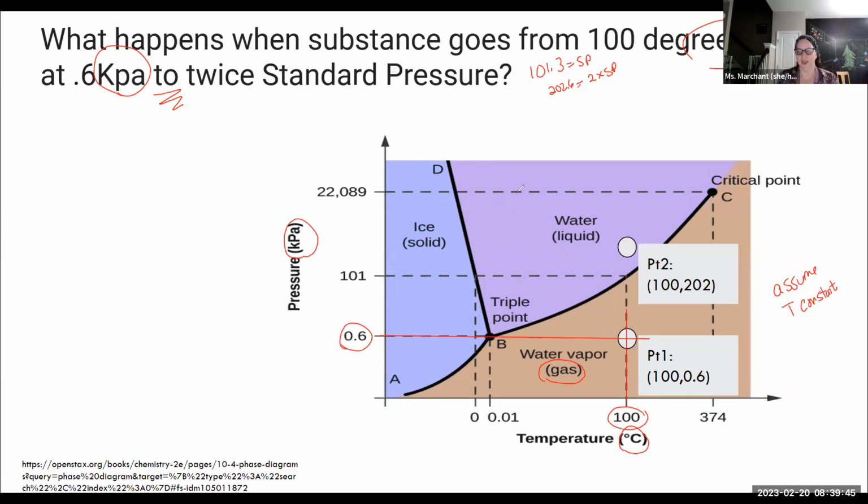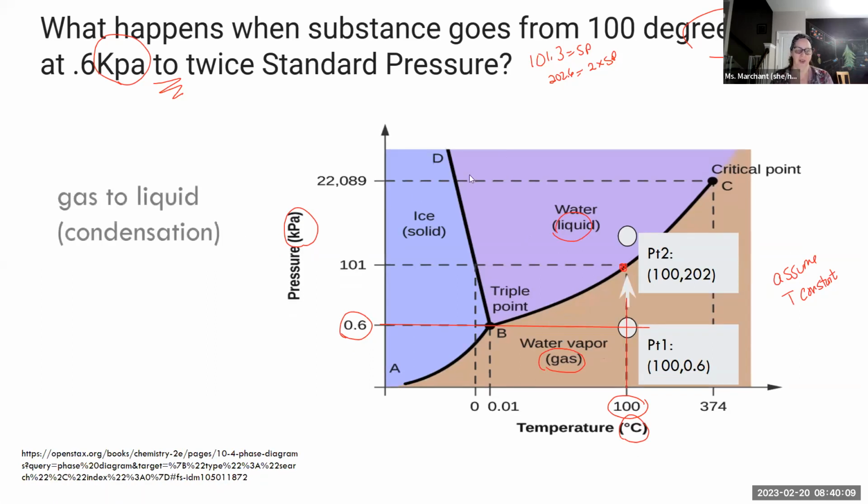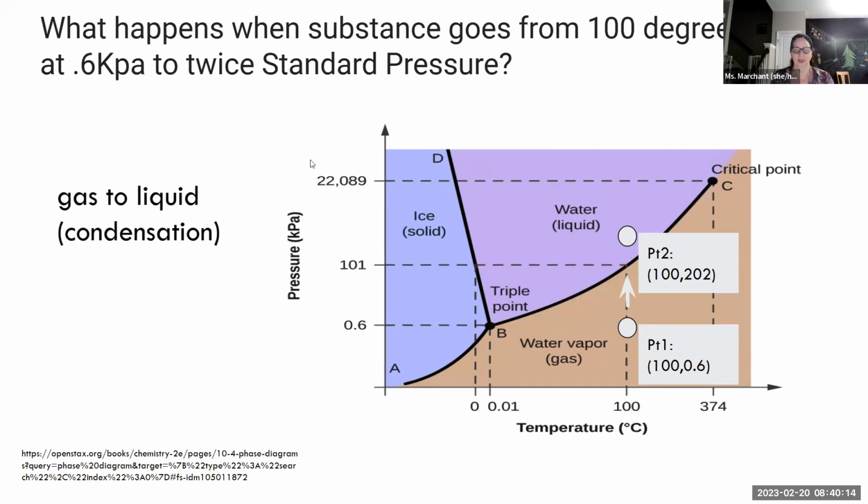It is now in the liquid area. So if something goes from a gas to a liquid, it condenses. So what happened to the substance? At about what point was the boundary? At standard pressure, it changed from a gas to a liquid and went through the condensation phase change. Okay, so lots of little words to write in there so that you're clear when you're picking the best choice on those problems. And that is all.